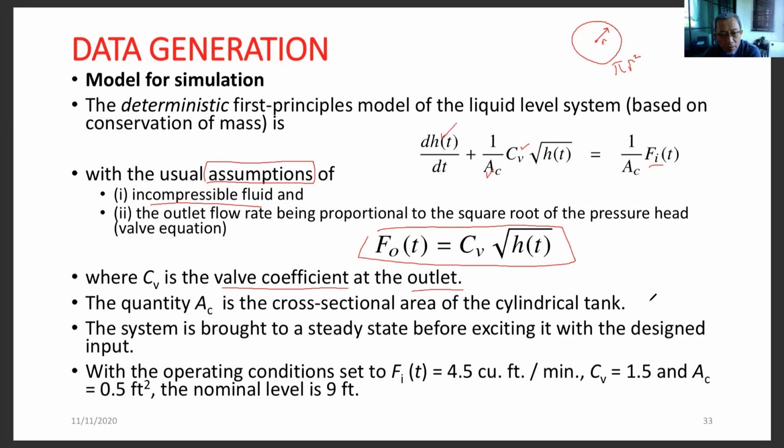And then with the operating condition set to Fi of 4.5 cubic feet per minute, Cv is equal to 1.5 and Ac is equal to 0.5 square foot. The nominal level is equal to 9 feet.